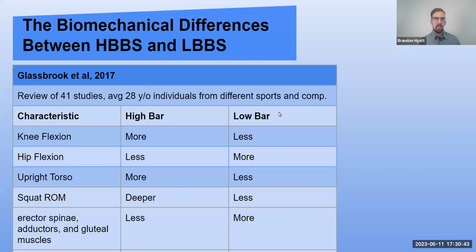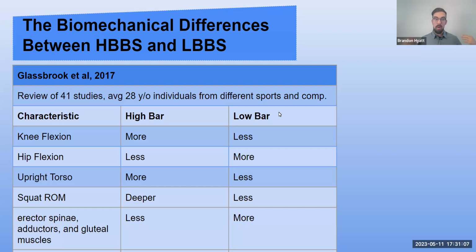All right. First study we're going to get into for this is the biomechanical differences between high bar and low bar by Glassbrook et al. This is actually a meta-analysis of 41 studies. So we got a lot of information summarized for us. And what they found is that as forward lean increases, it's been shown that the lumbar spinal erector muscle activity increases as well.